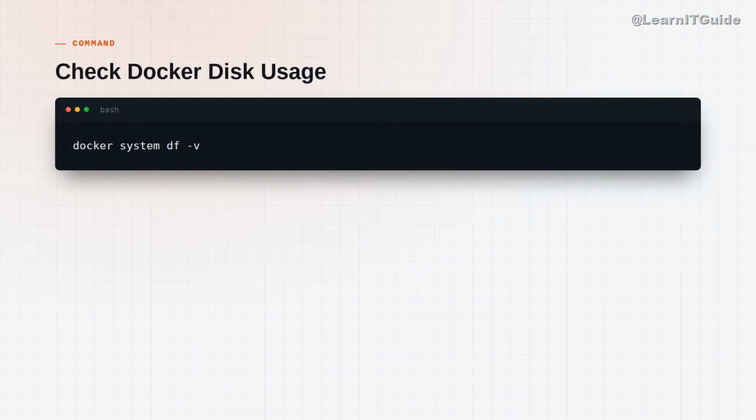To diagnose the issue, you need to see exactly where your space is going. The system df command provides a detailed breakdown of your storage. Use the -v flag for verbose output to see exactly how much space images, containers, and local volumes are consuming individually. This is your first step before deleting anything.